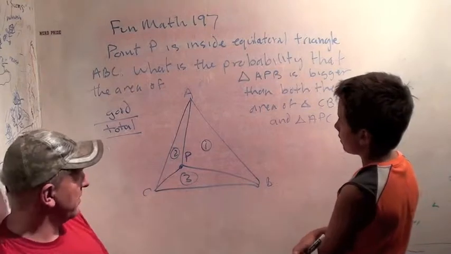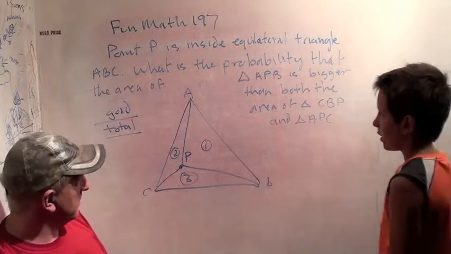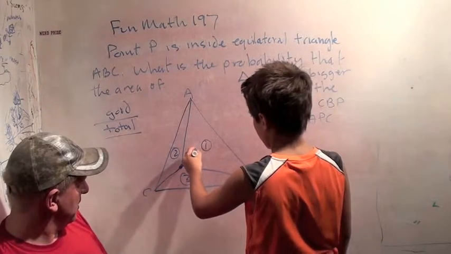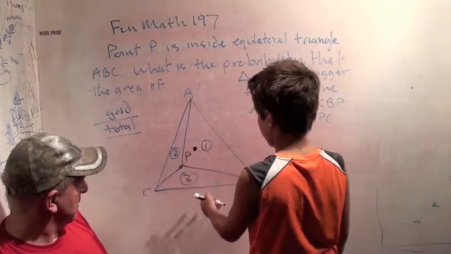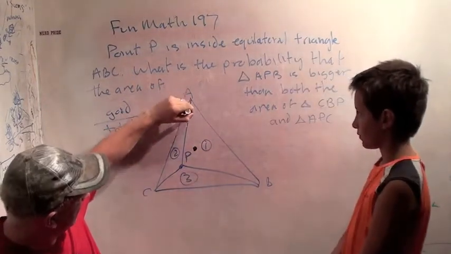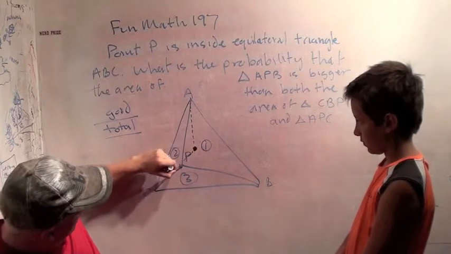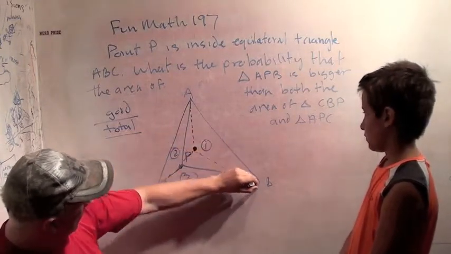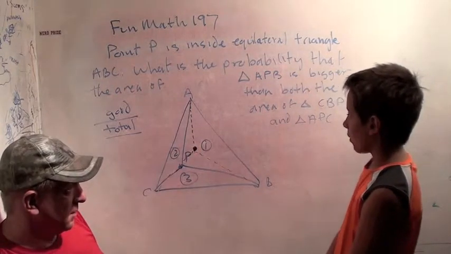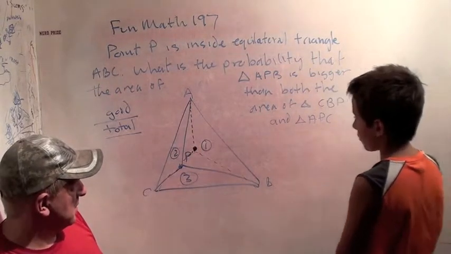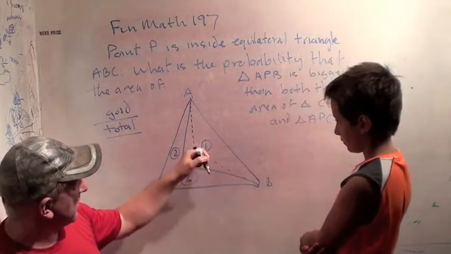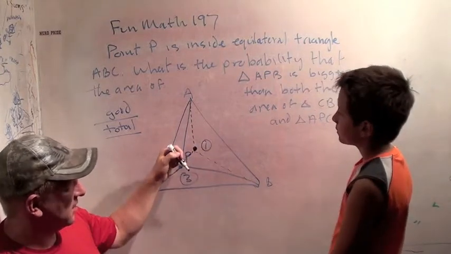Okay, so what do you think? Well, if we put P kind of in the middle, all three triangles would be equal since this is an equilateral triangle. So the fact that we have an equilateral triangle here is actually important. If we put P in the middle, all three of the triangles will be the same size. And how do you know that? Because everything's going to be symmetric here because this is an equilateral triangle.